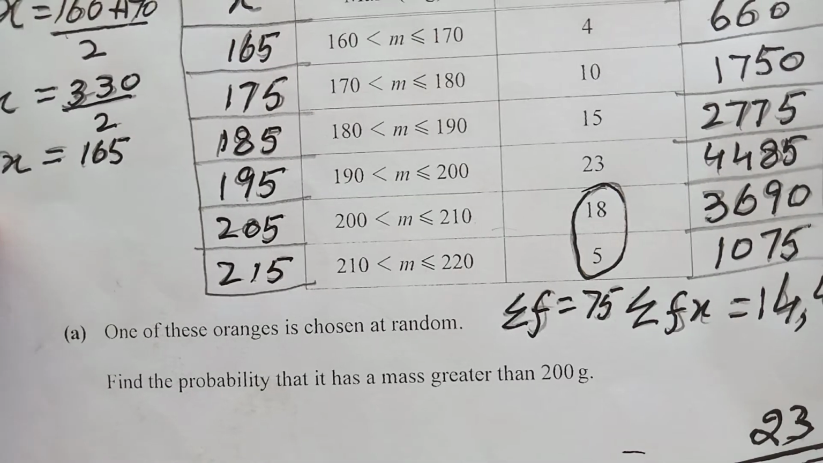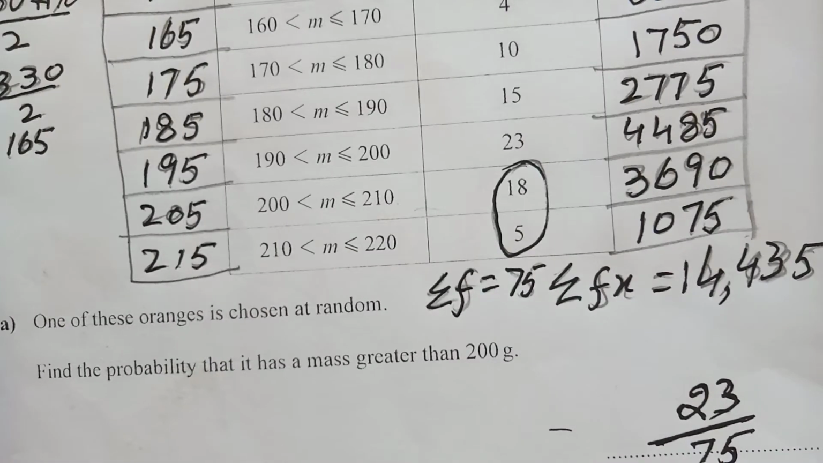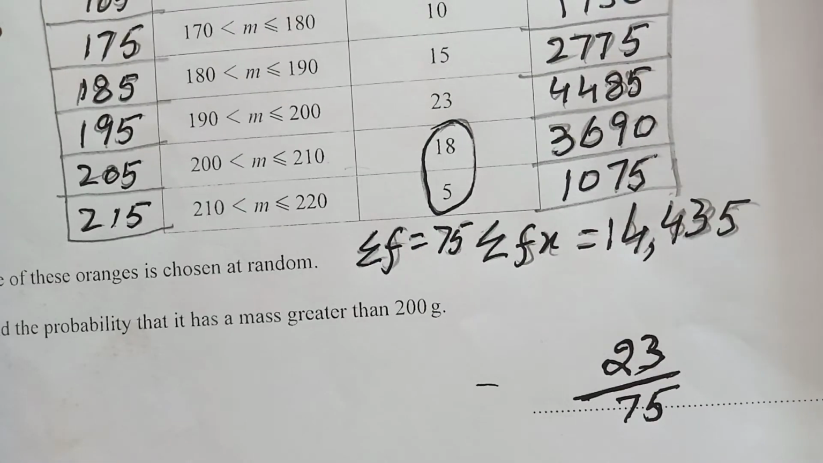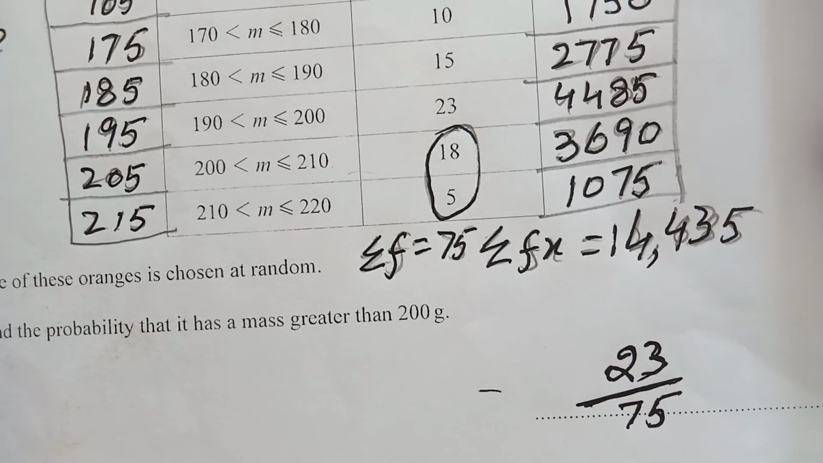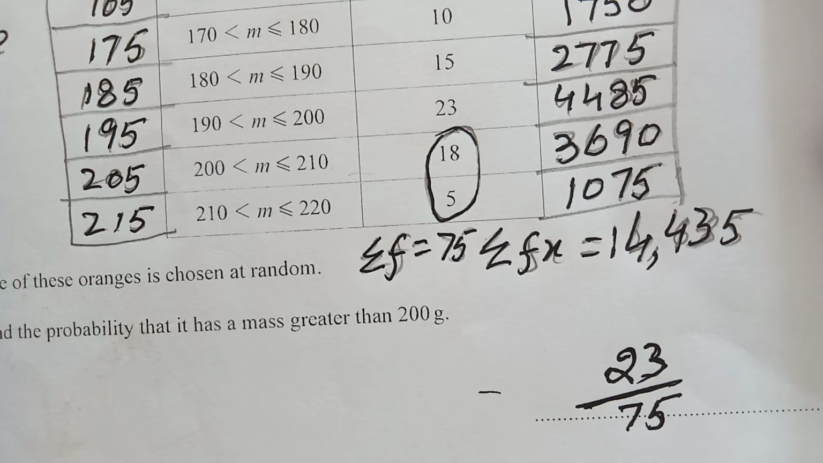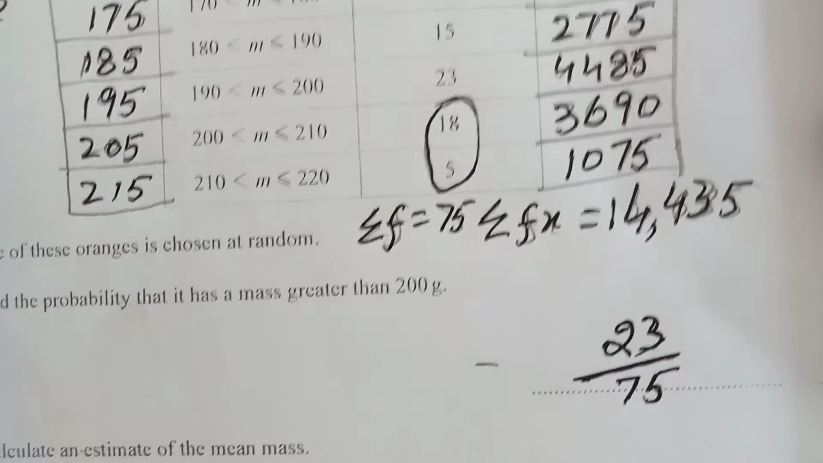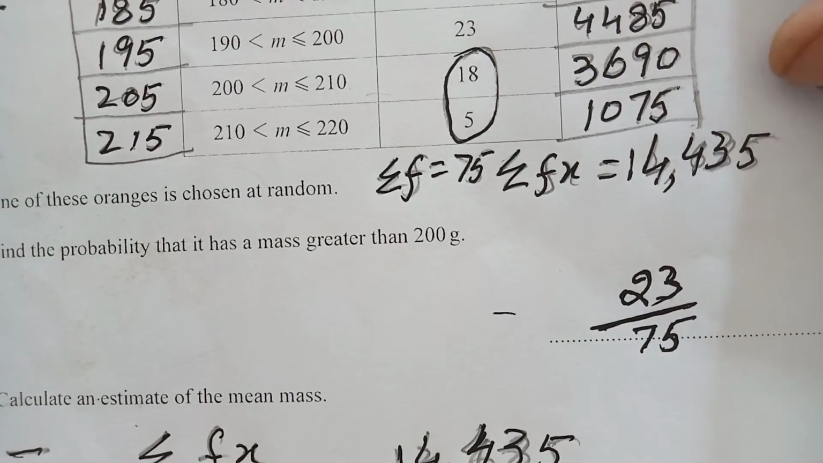In question A, part A, one of these oranges is chosen at random, which has mass less than 200 grams. From the table you can see I have circled the values where mass is greater than 200 grams, from greater than 200 till less than 220. The probability will be 23/75.